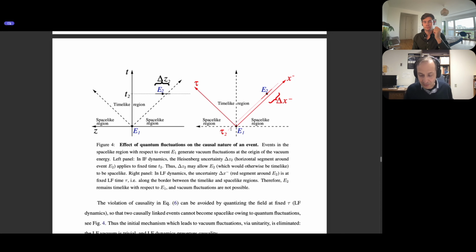So I should have been clearer. It's true, it's not just the time you choose. A consequence is that you're also redefining the space at the same time. Okay, yeah, that's always true. All right.